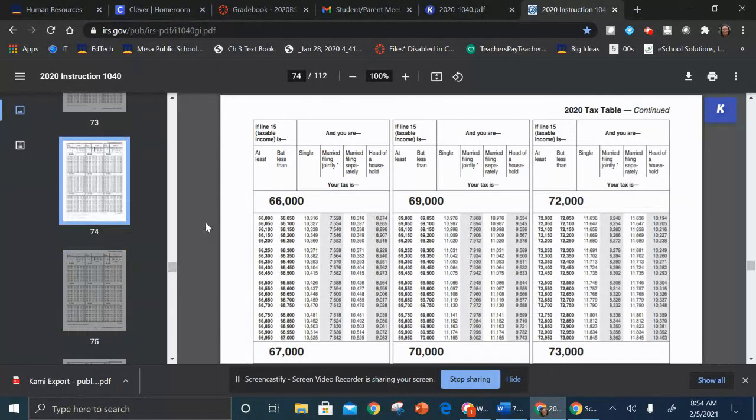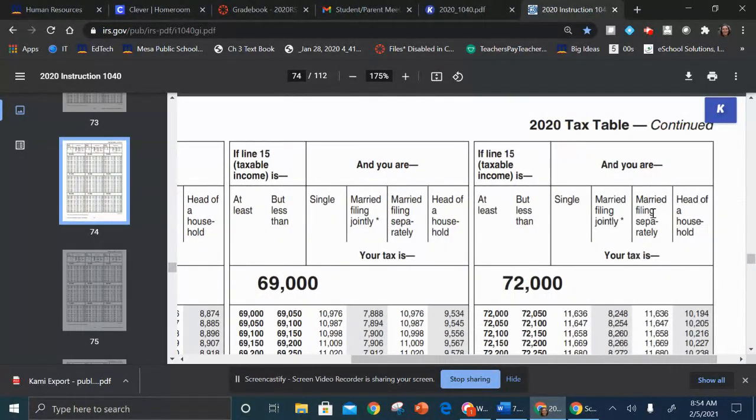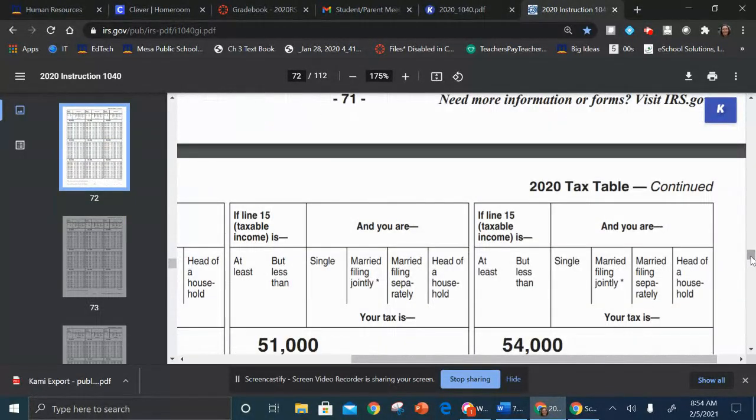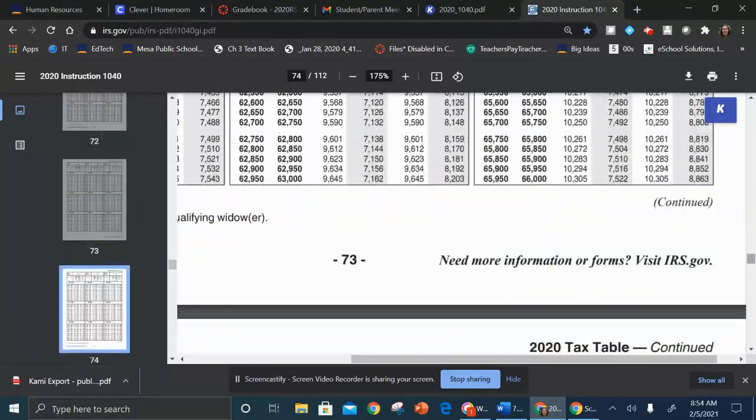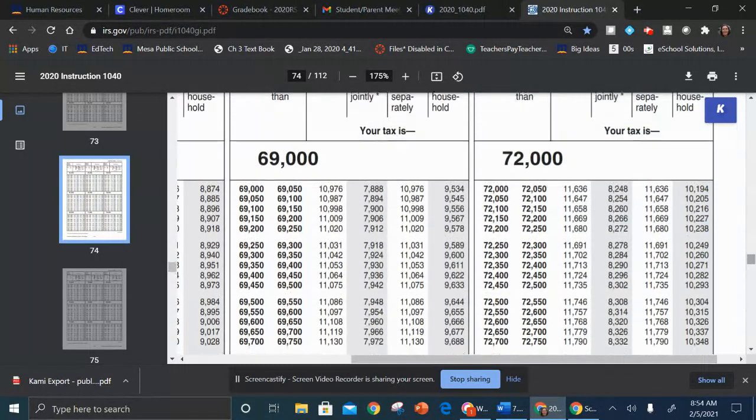Almost. Okay, so remember, I know you all were like, why are you having to do these? Because we are actually looking at this. So we're looking at the 72,000. She is single. So 72,000 right here, 72,150. So we're going to go here. She's single, so it's 11,000. $66.90.